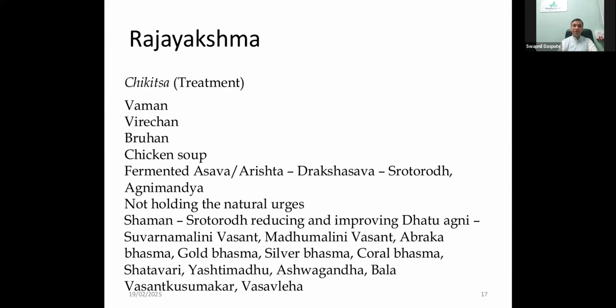So any other patient who is suffering from respiratory problems, and if you have to increase the immunity of that patient, Vasavaleha can be given first as treatment and second as Rasayana. Building immunity of the respiratory system. Vasavaleha.